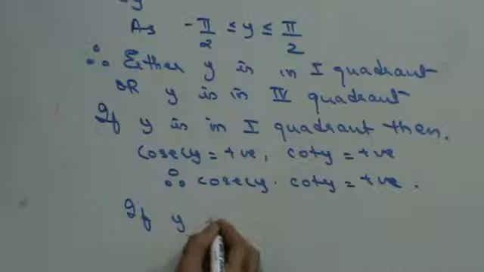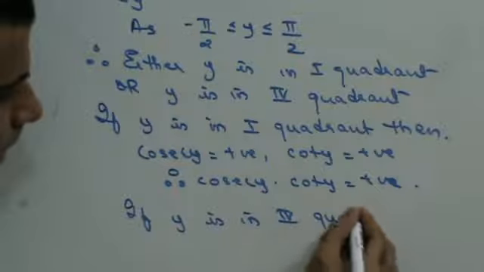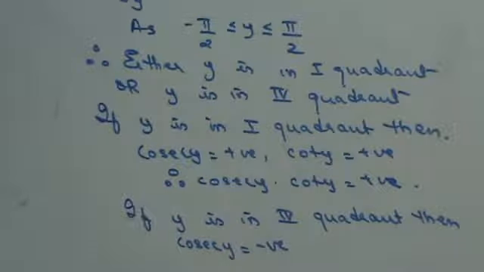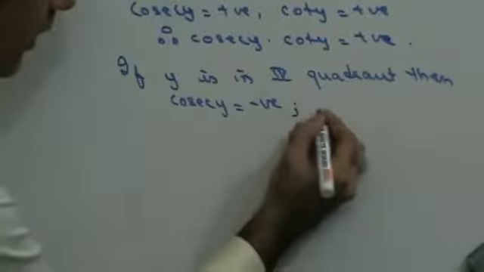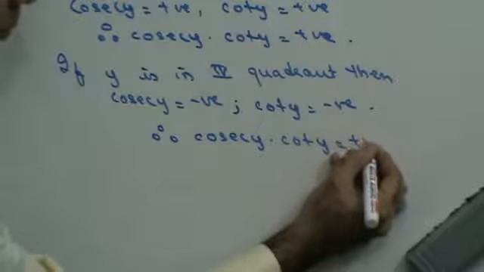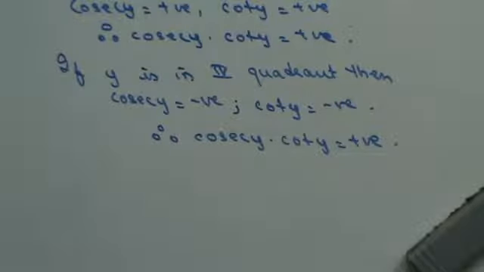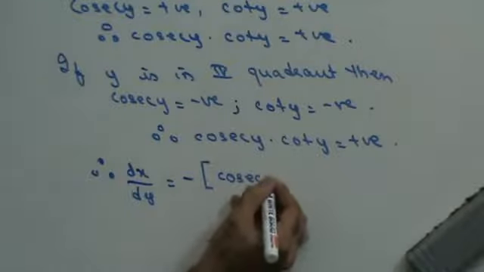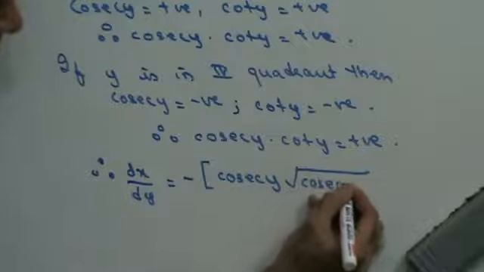If y is in the fourth quadrant, then cosec y is negative. Only the cos function is positive in the fourth quadrant, guys. Cot y is negative. Since both the values are negative, therefore I can say that cosec y into cot y is positive. Minus into minus is plus. That means in the square root where we had plus minus, irrespective of whether the value is positive or negative, I will always get a positive value. Therefore, I can say that dx by dy is minus cosec y into square root of cosec square y minus 1.